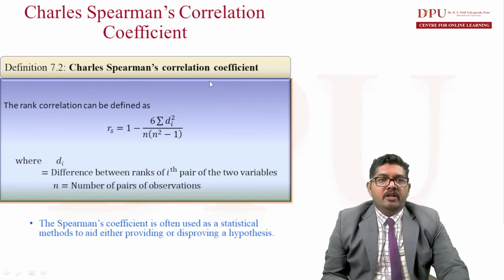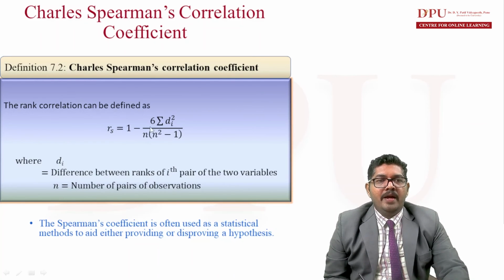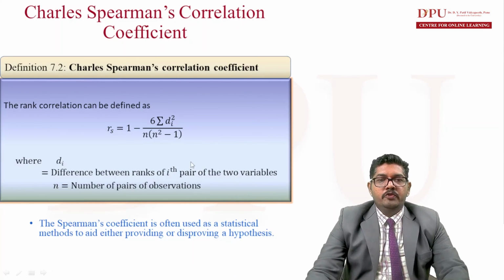So Charles Spearman's rank correlation coefficient can be defined as RS is equal to 1 minus 6 multiplied by summation of di square divided by n in bracket n square minus 1, where di is equal to difference between ranks of ith pair of two variables, and n is equal to number of pairs of observations. So by using this particular formula, we can calculate Charles Spearman's correlation coefficient.